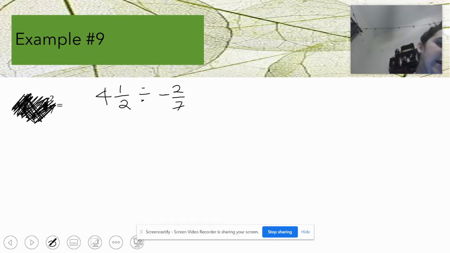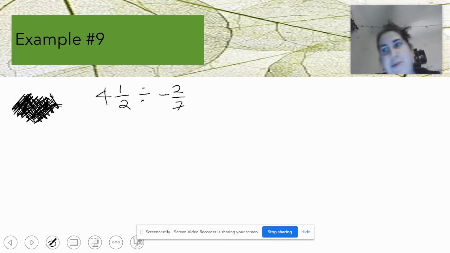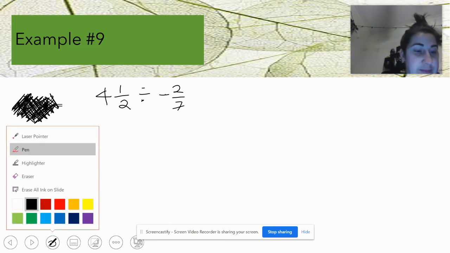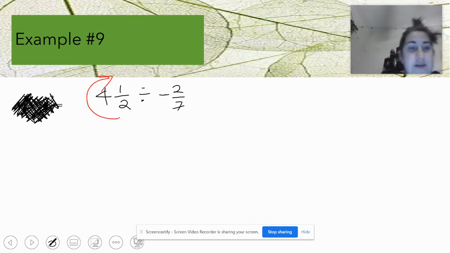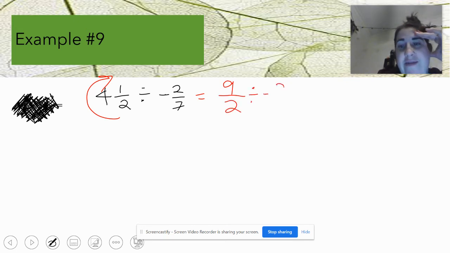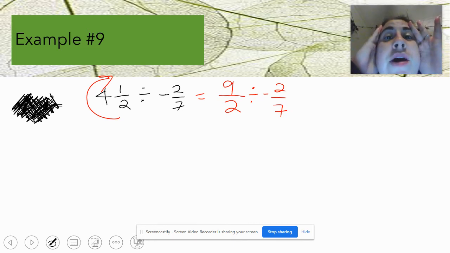So I realized all of my examples had 2 mixed numbers, but what happens if you have only one mixed number and then a regular number? Well, we just have to move one of them. So I'm going to change it to improper. So I have 4 times 2 gives me 8, plus 1 is 9 over 2, and we're dividing that by negative 2/7. All right, now I want you to pause this video and try it on your own.